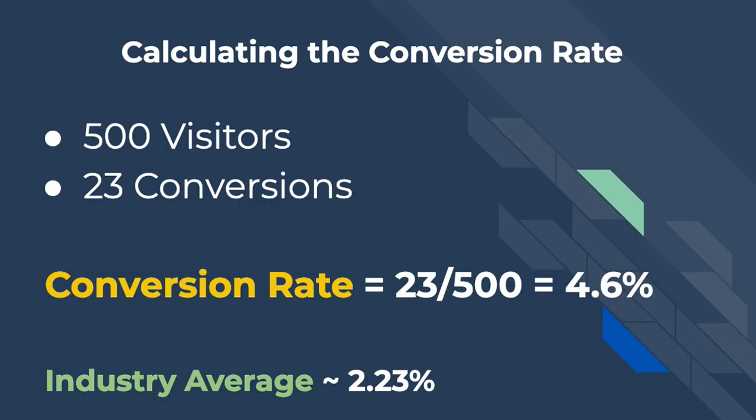The primary metric used to track conversions on your landing pages is the conversion rate. The conversion rate is calculated by dividing the number of visitors who convert into customers by the total number of visitors to your landing page. So if you have 500 visitors and 23 of them convert, then your conversion rate is 23 divided by 500, or 4.6%. You will track your conversion rate as you run A/B and multivariate tests.